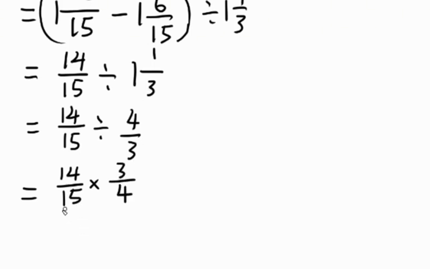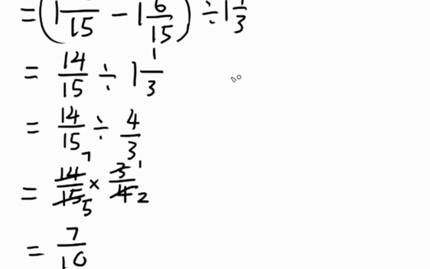And since 15 is divisible by 3, we can simplify this to 5 and 1. And since 14 and 4 are divisible by 2, we can simplify this to 7 and 2. So our final answer would be 7 times 1 equals 7, and 5 times 2 equals 10, so 7 over 10. If you want to convert these mixed numbers to improper fractions, that is also fine.